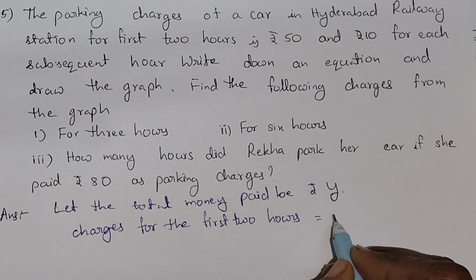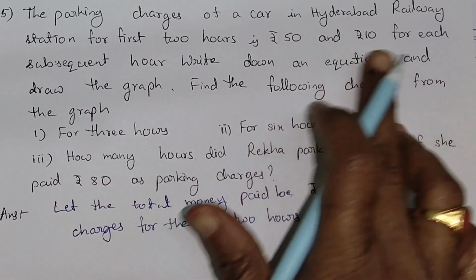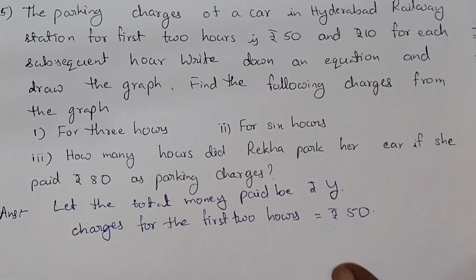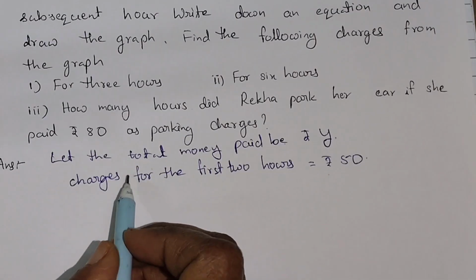Here the first 2 hours is 50 rupees. Next, after each hour it is 10 rupees. So after each hour is 10 rupees. So we write that one: parking charges.